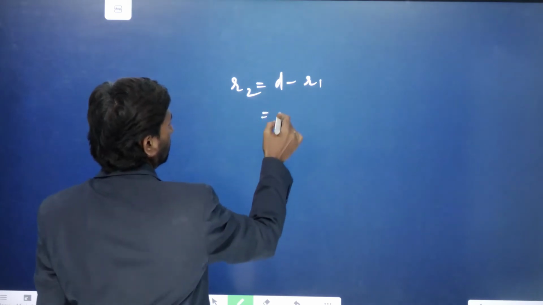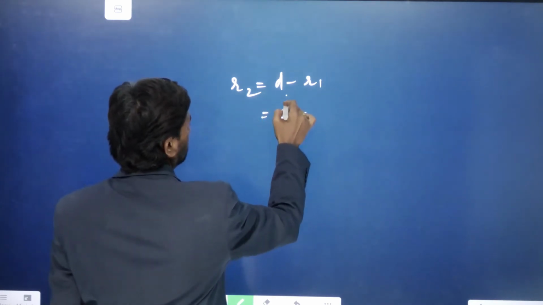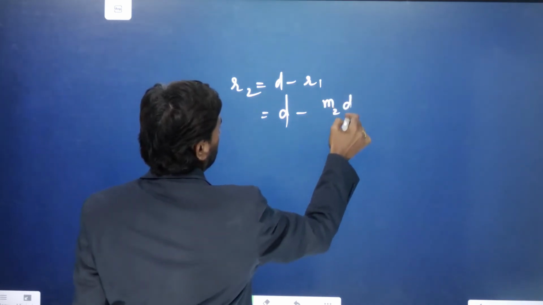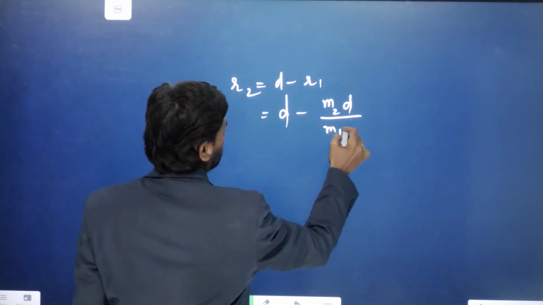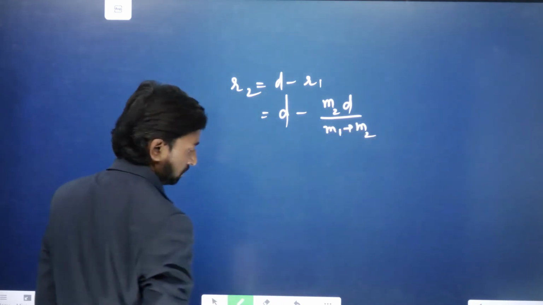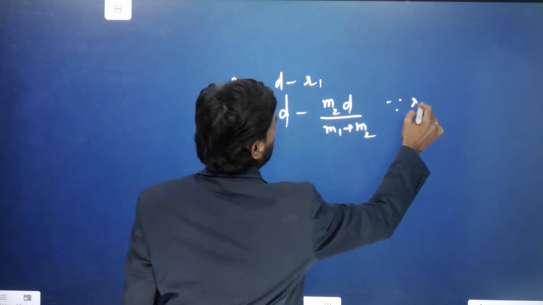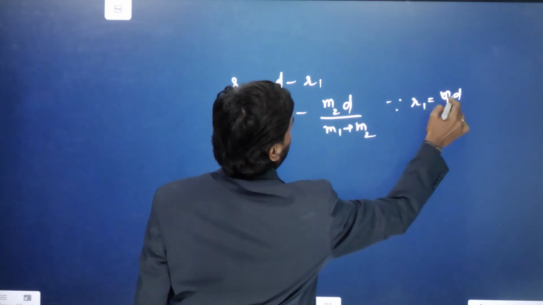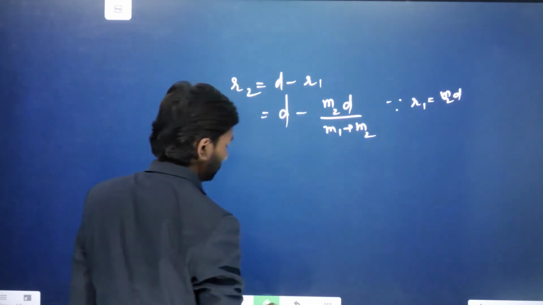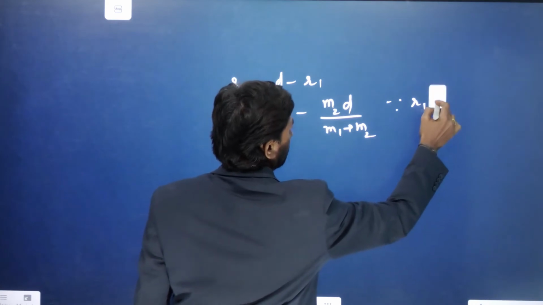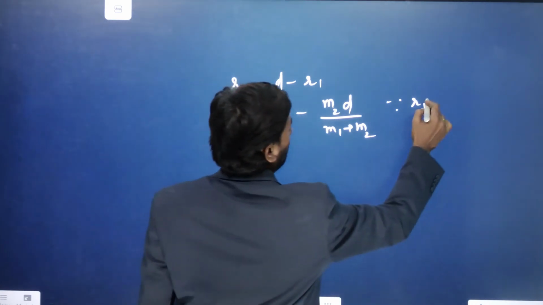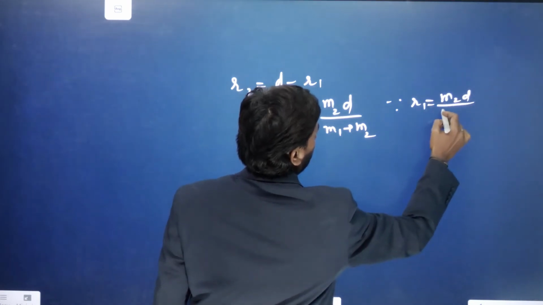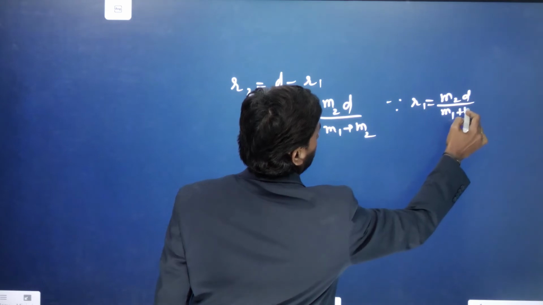The r1 value we got is m2 into d divided by m1 plus m2, since r1 is equal to m2 into d whole divided by m1 plus m2.